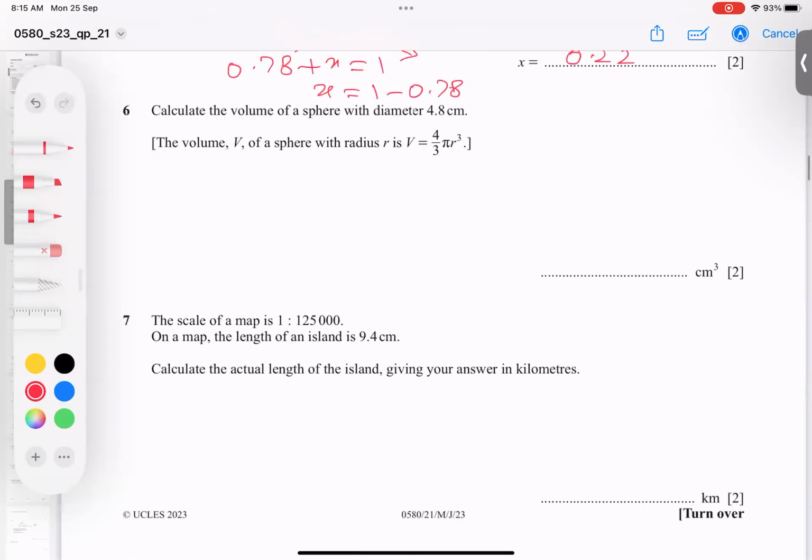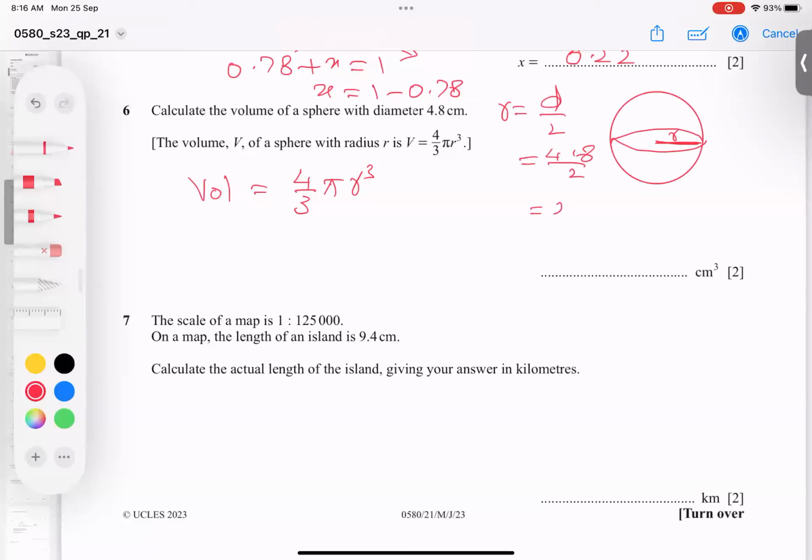Let's go for the next question. Volume. Luckily, the formula is given by him. Otherwise, we would have to memorize. The volume of a sphere formula is 4 by 3 pi r cubed. But he gave us the diameter. If we have a sphere, so this is the radius. Students, I'm looking for the radius, not the diameter. So radius is diameter divided by 2. So 4.8 divided by 2, I get 2.4 centimeters. I think I could just plug in and get the answer. Pi and 2.4 cubed. So now we have to type it in the calculator.